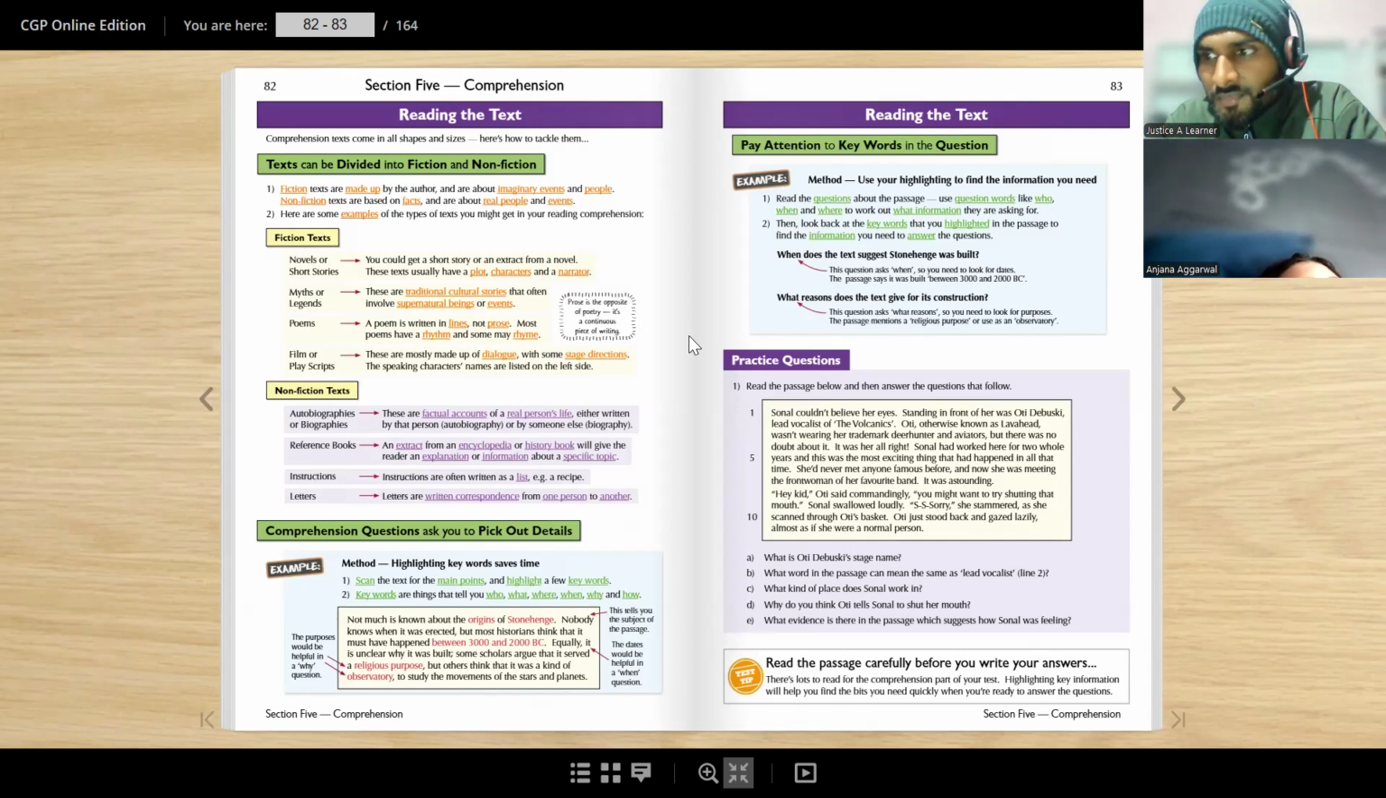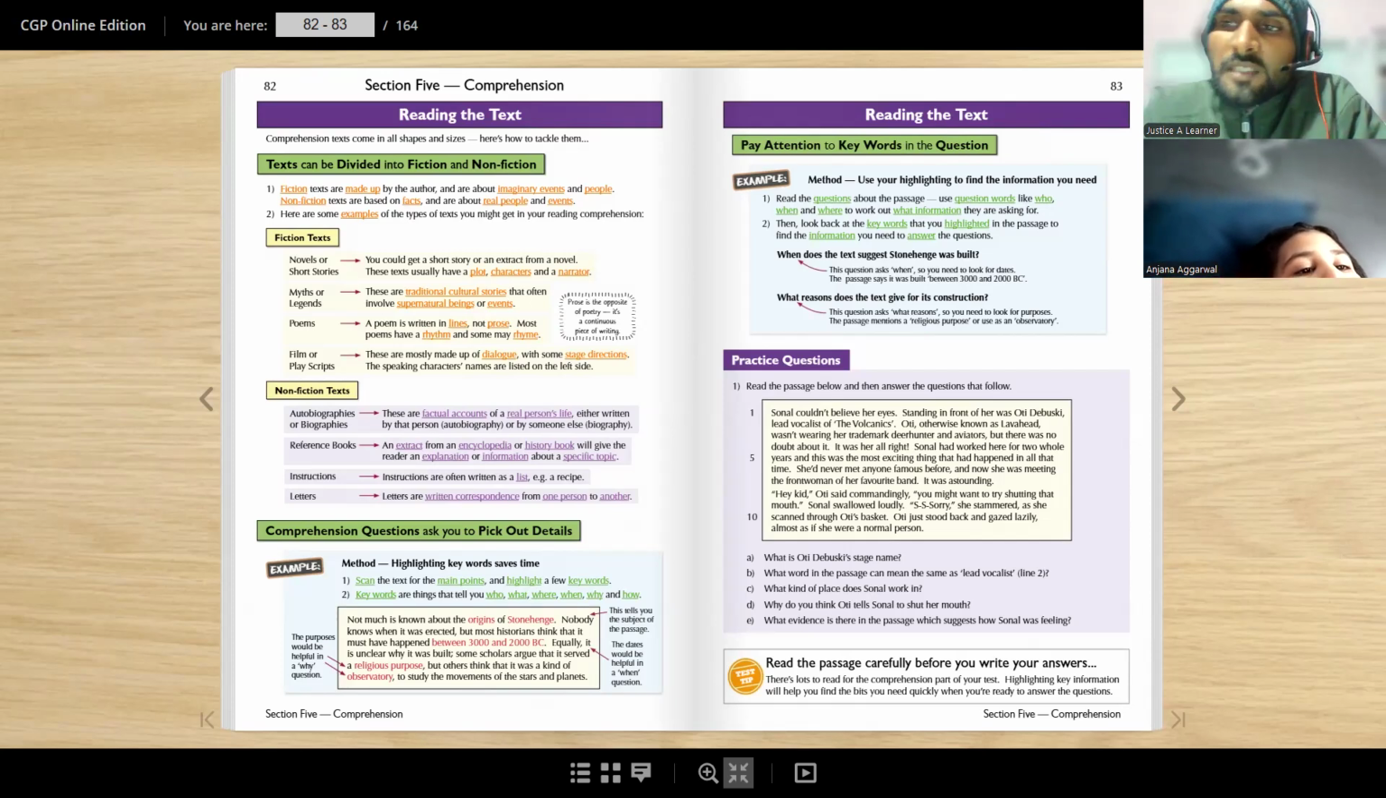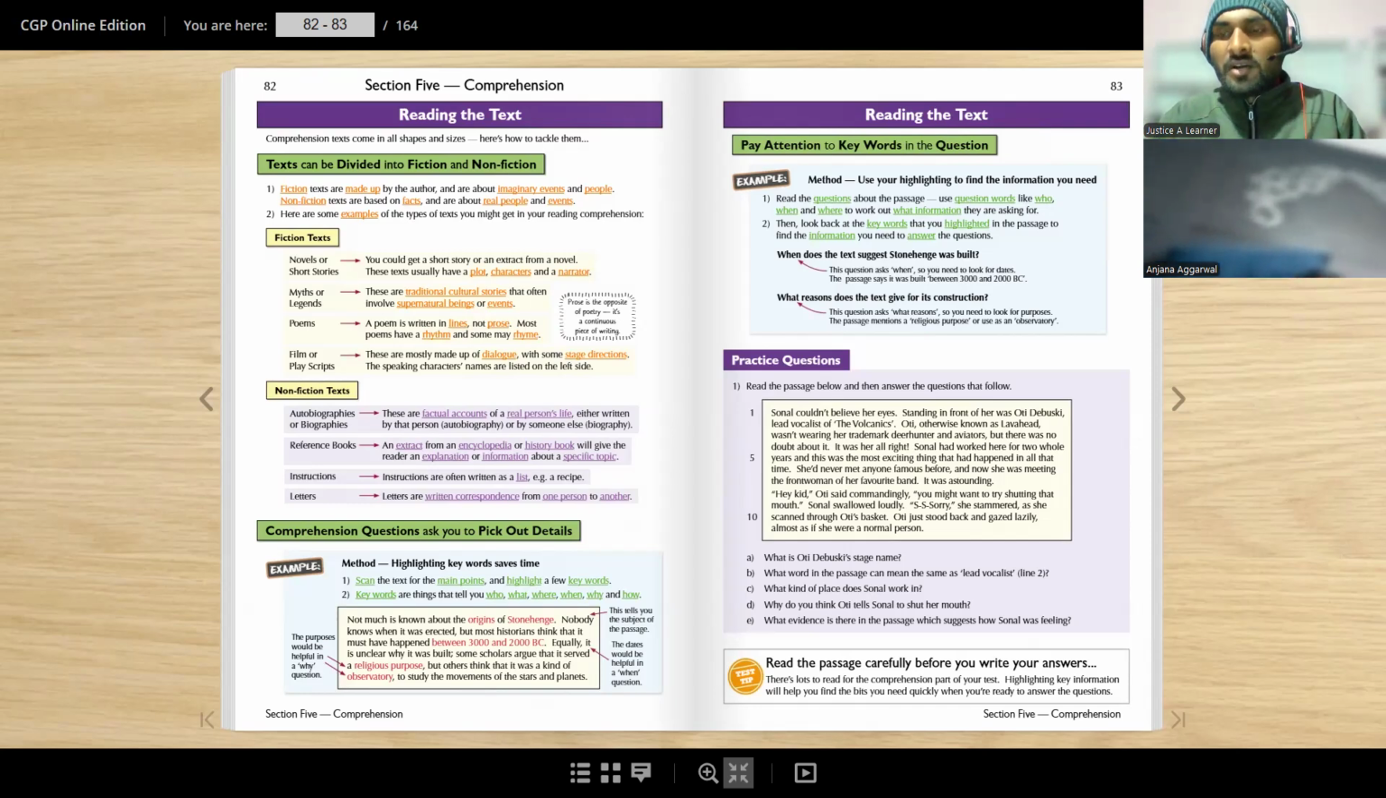Most poems have a rhythm, and some may have rhyme. Some poems are called open verse. They do not have rhythm, but they generally have lines, one line and then a line break. When we are reading comprehension, we do not have line breaks like poetry. So there is a difference between poetry, poem, and prose. Prose is like a story, right?